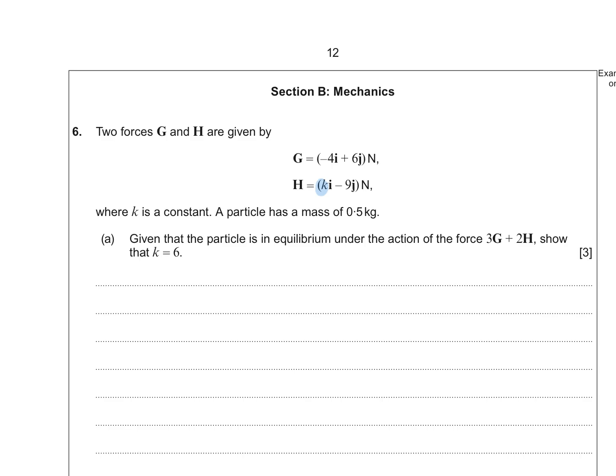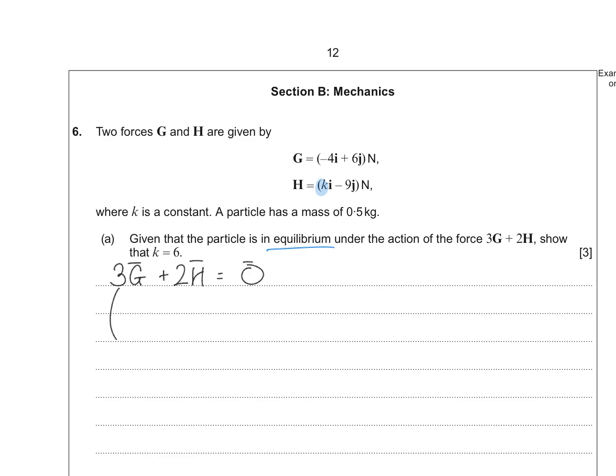Given that the particle is in equilibrium, that's a super important word, and it's actually the first thing I'm going to deal with. Equilibrium means that vector g plus vector h is the zero vector. Oh no, I'm not reading the question, am I? That was silly. I know that it's in equilibrium under the action of the force 3g plus 2h. So 3g plus 2h equals the zero vector.